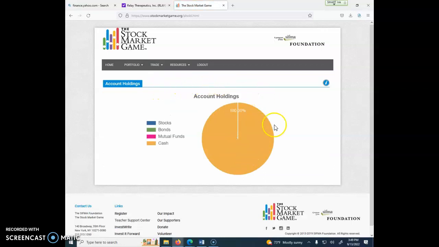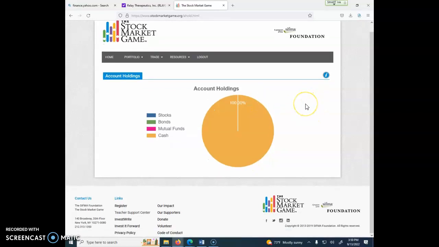If I click on that, I'll get this pretty pie chart that shows me how much of my account is in stock, how much of my money is in bonds, mutual funds, and cash. Right now, since I haven't bought anything yet, my entire portfolio is in cash. But as I start adding stock, you'll see other things show up in this pie chart. If you scroll down, once you own stock, this screen will tell you which stocks you own, what you bought them at, and the total value of the stock today. So that'll be a good one to know.